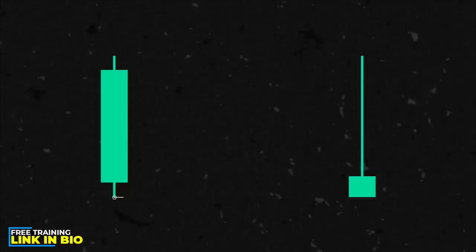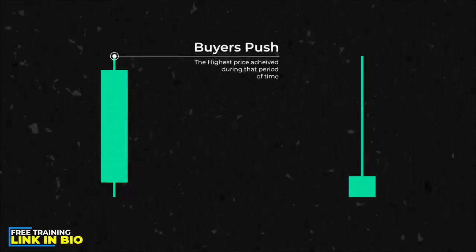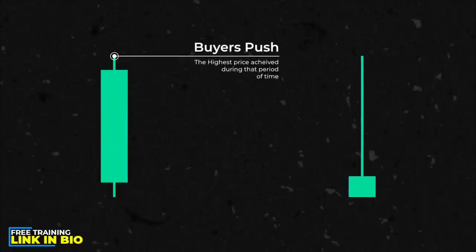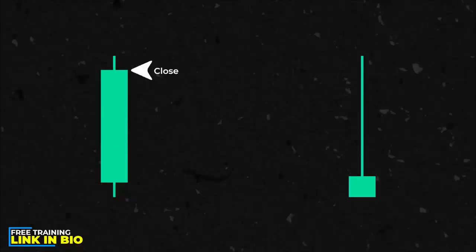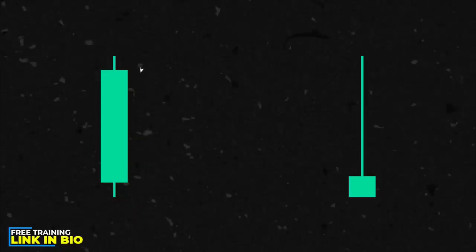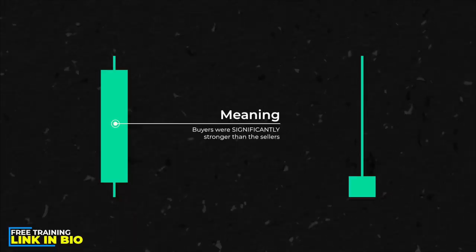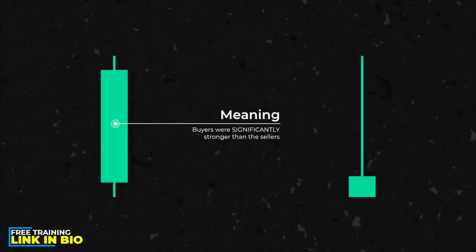The sellers were very weak as the buyers quickly came in and took the price higher. Then the buyers were able to travel a lot of distance without any pressure from the sellers. As a result, the price closed very near to the high. This shows us that the buyers were significantly stronger than the sellers during this candle.